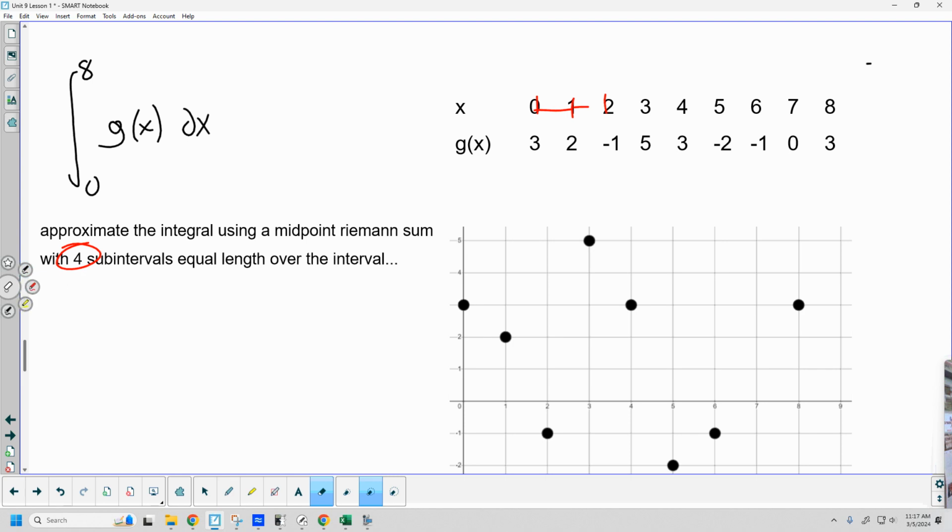Okay, so if I go from 0 to 1 and 1 to 2 and 2 to 3 and 3 to 4 and 4 to 5, I'd have 8 total objects. I don't want that. You're told just 4. So what do your bases look like if you're asked to only have 4? Tell your neighbors.